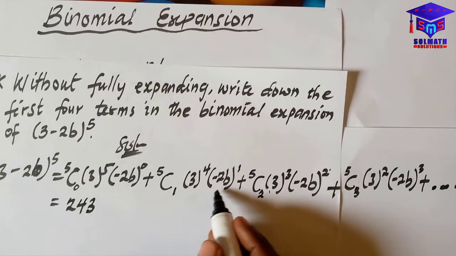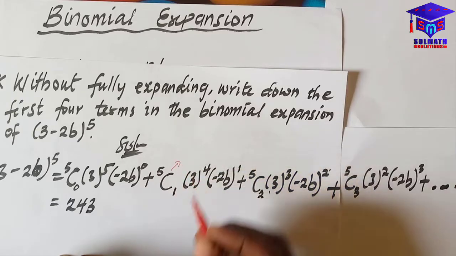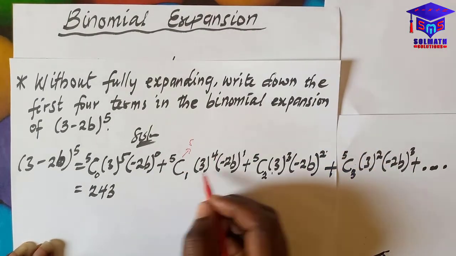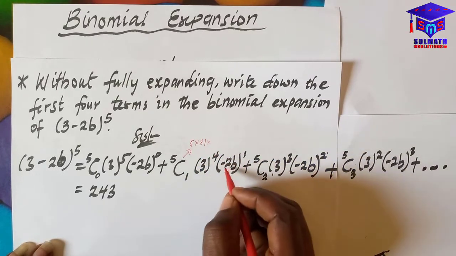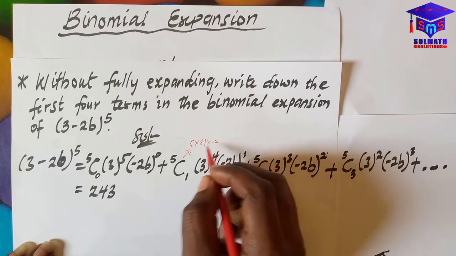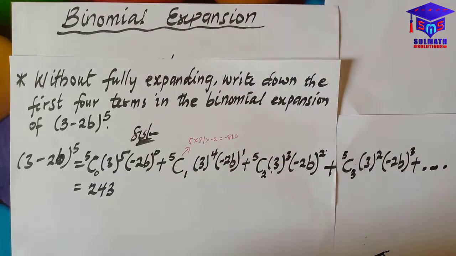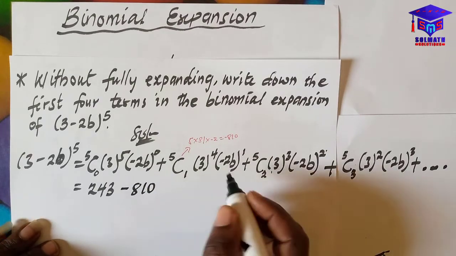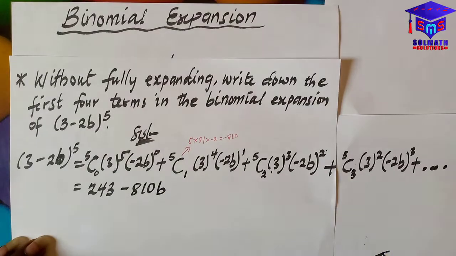When you come to the second term, 5 combination 1 will be giving us actually 5. Okay, on your calculator, 3 to the power 4 is 81 times negative 2 to the power 1 is same as negative 2. Okay, and so this will be giving us negative 810, minus 810, then you have times b. Okay, good.